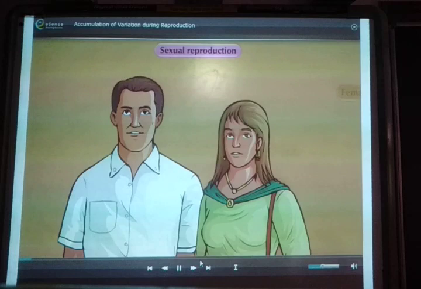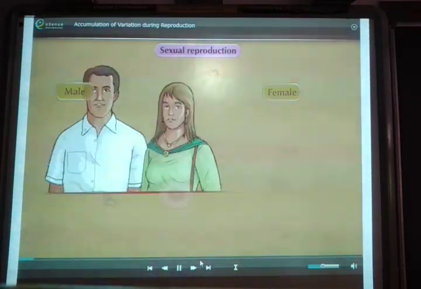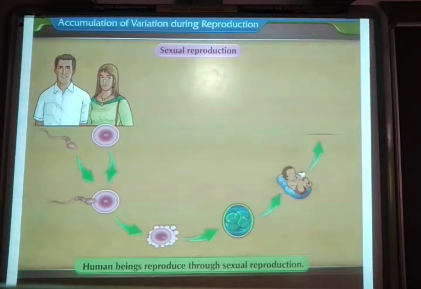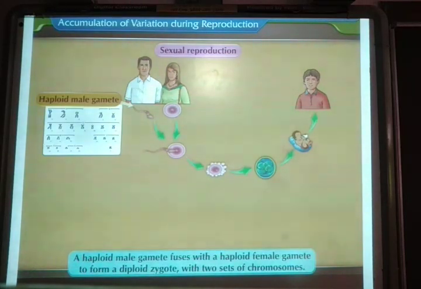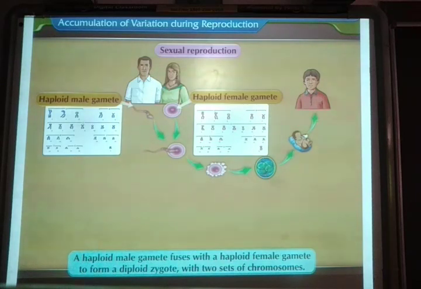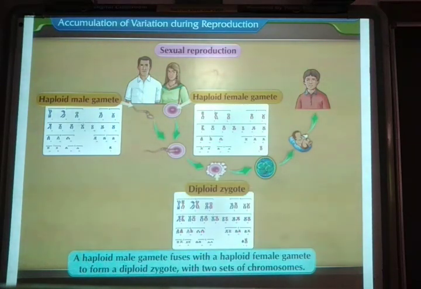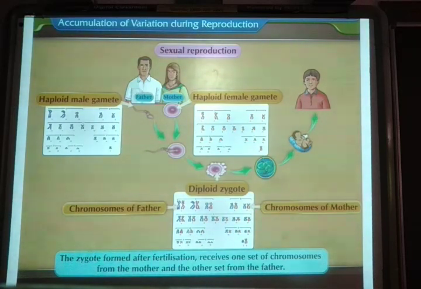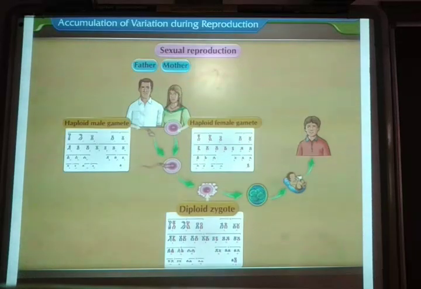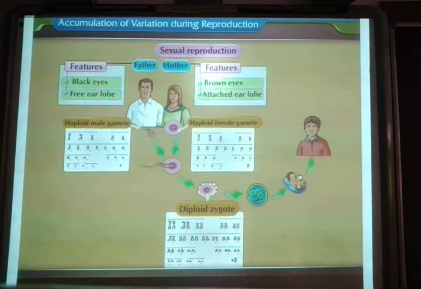In case of humans, the sexes are separate. Human beings reproduce through sexual reproduction. A haploid male gamete fuses with a haploid female gamete to form a diploid zygote with 2 sets of chromosomes. The zygote formed after fertilization receives 1 set of chromosomes from the mother and the other set from the father. Thus, there is a recombination of genetic material which ultimately results in variation.